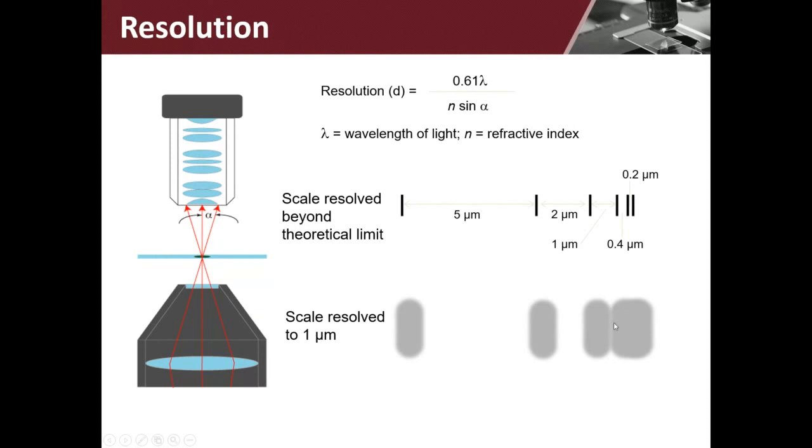So in reality, we say that our microscopes are pretty limited to a 1 micron to 2 micron resolution limit, right? We can't see things that are closer together than 1 micron for sure.